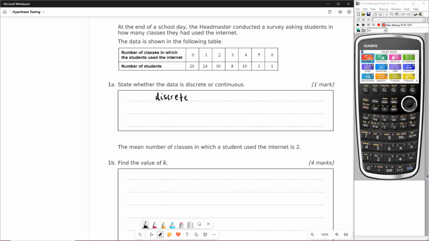The mean number of classes in which a student used the internet is 2. Find the value of K. For this type of data, this is how you find the mean. You add up all the values times their frequency, and then you divide that by the total frequency.